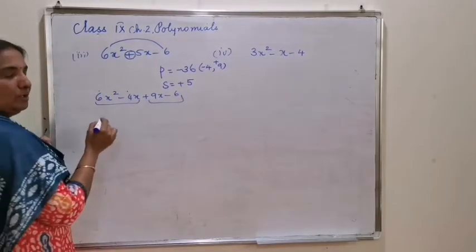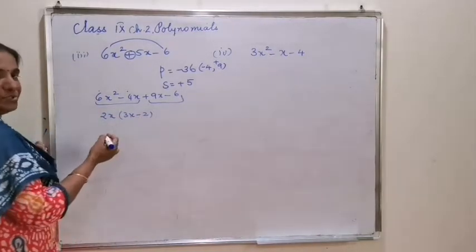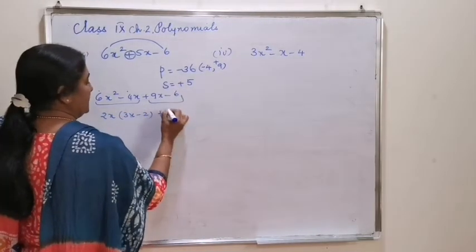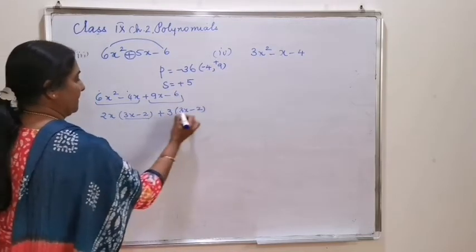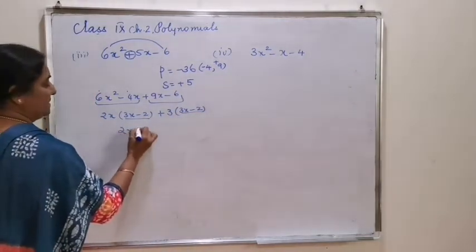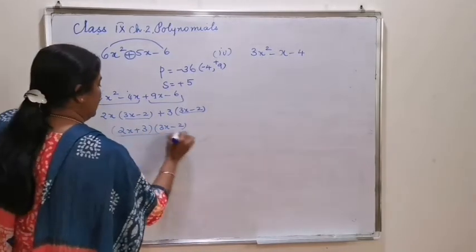From 6 and 4, the common factor is 2x, into 3x minus 2, plus from 9 and 6, the common factor is 3, into 3x minus 2. So the factorization is 2x plus 3 into 3x minus 2.